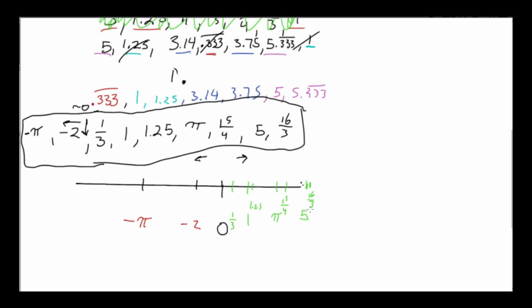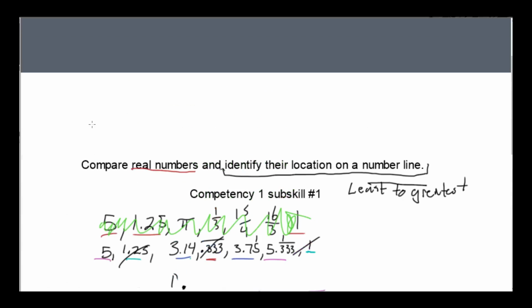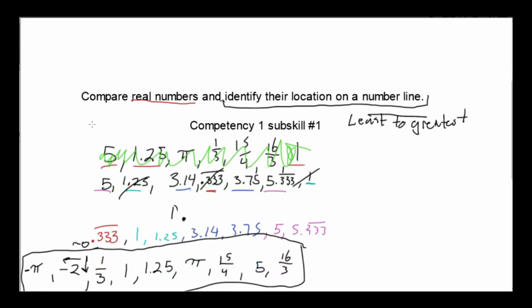Well, that's how you put it on a number line. And there it is. Competency 1, subpoint number 1. Compare real numbers and identify their location on a number line.